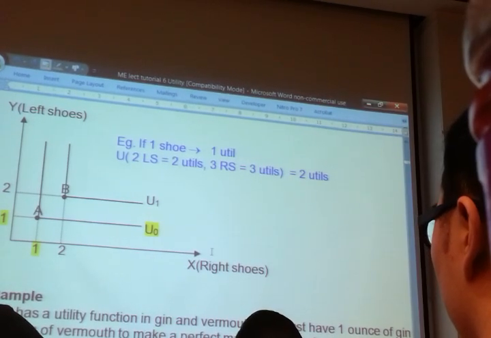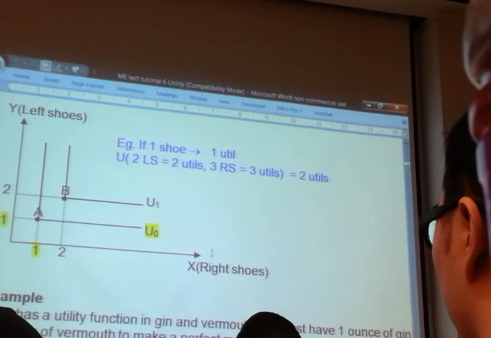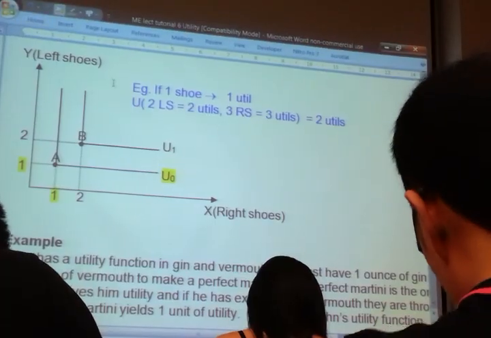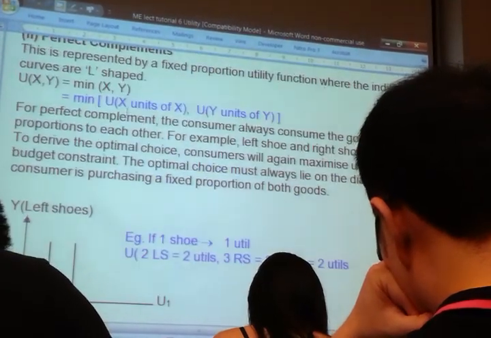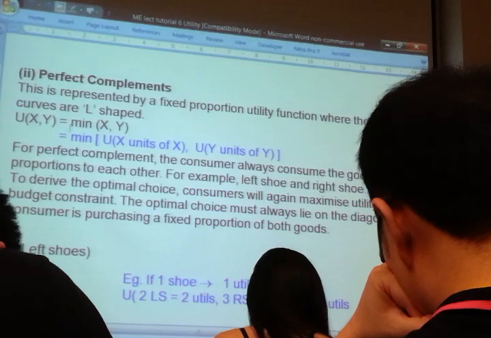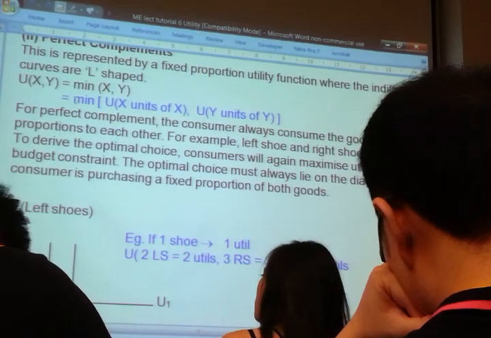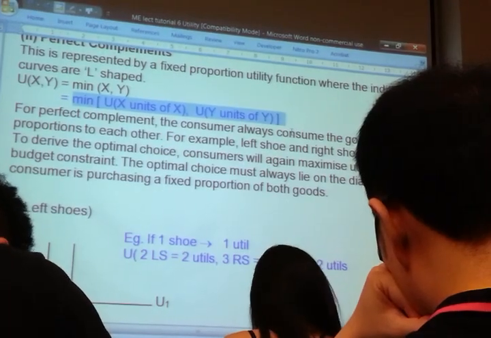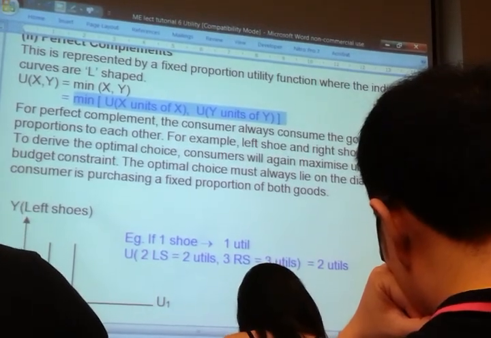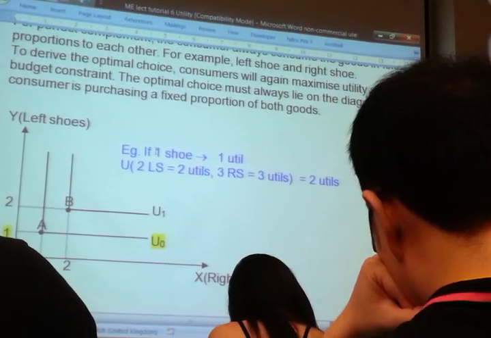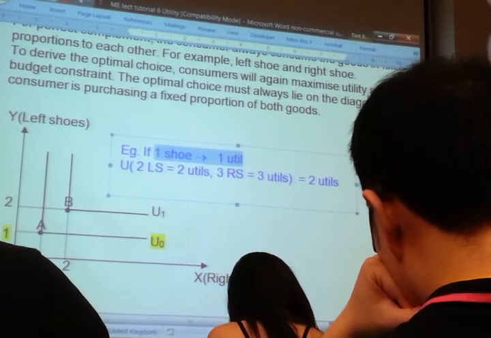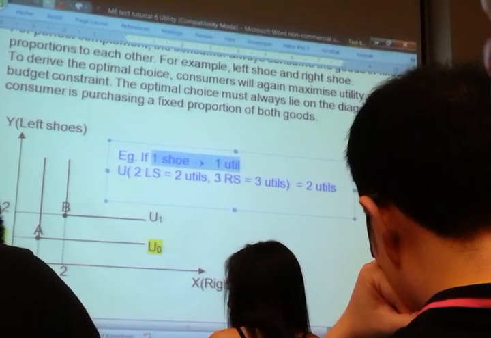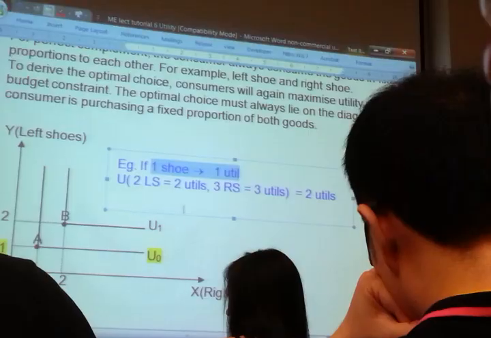Because the two things must be used in fixed proportion. As such, that's why you can see the utility curve is this way. And if it's this way, that means in mathematics, the utility is always based on the lower of the 2 utilities. Right, why? Very simple. Suppose every shoe gives us 1 unit of satisfaction. Alright? So when you wear your shoe, you get very satisfied. They give us 1 unit of satisfaction.